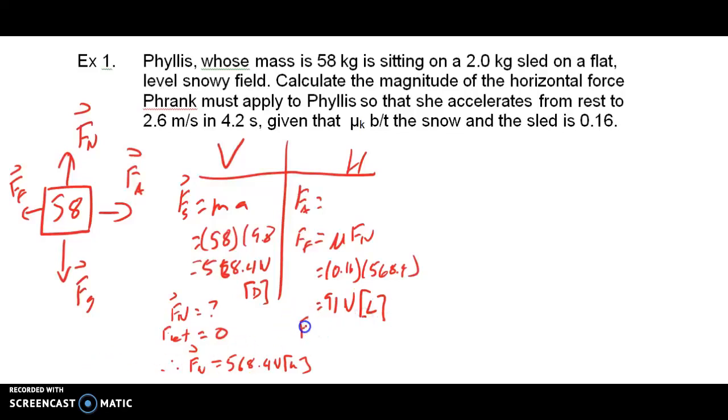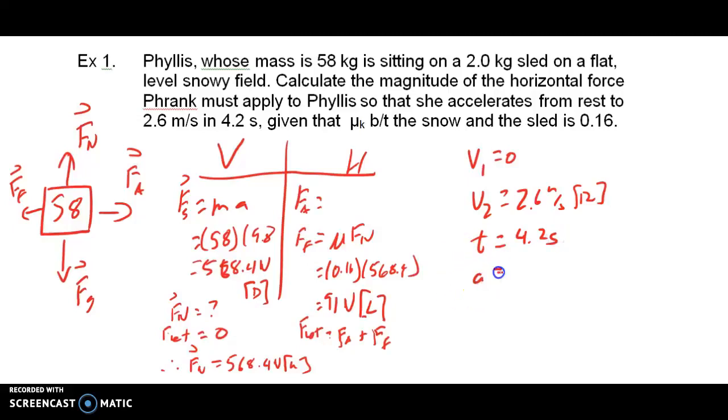Now in this case, we know that the net force is going to be equal to your force applied plus your force friction. Thing is, we don't know what our force applied is. What do we know? We do know that Phyllis starts at rest, so V1 is going to be equal to 0. We know that she eventually speeds up to 2.6 meters per second to the right. We know the time is 4.2 seconds. So from there, with our kinematics we learned in the previous unit, we can figure out our acceleration.